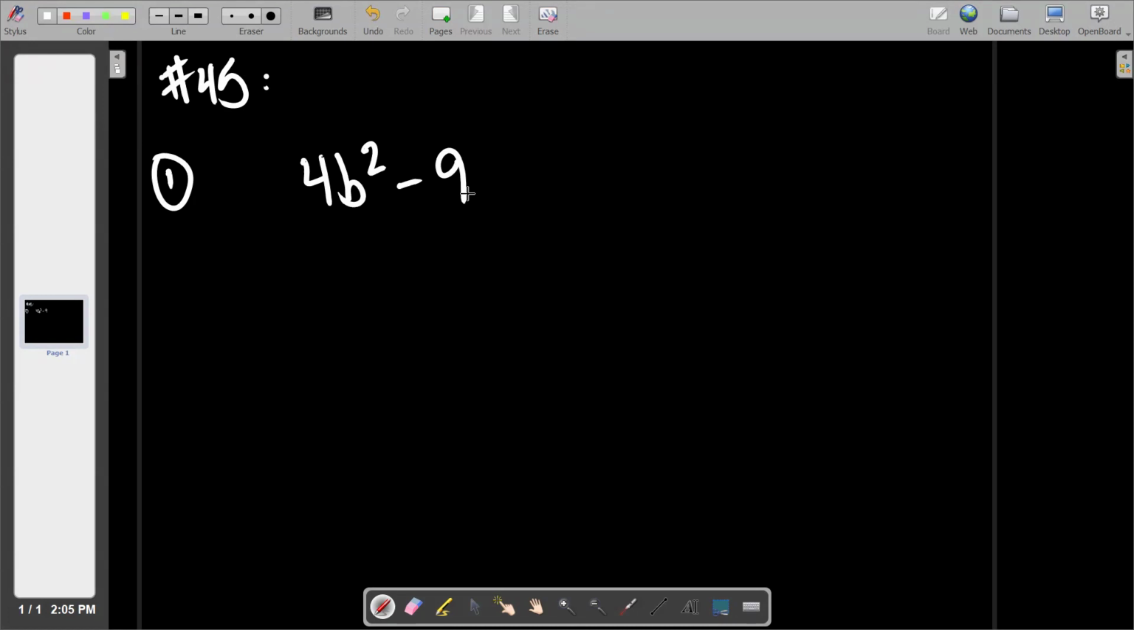Do you remember from yesterday what this is called? Nailed it. Special. It is one of the special cases. It is specifically, that's right, Serenity. This one specifically is called a difference of squares. You can say difference of two squares, or you can just say difference of squares.